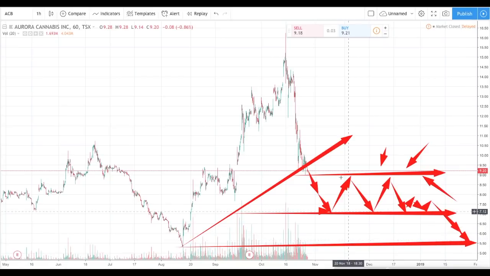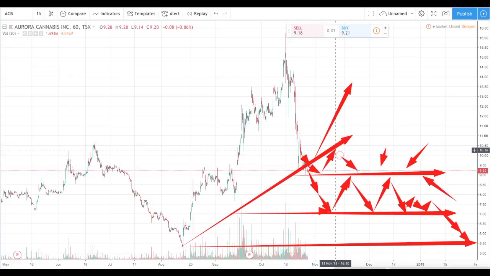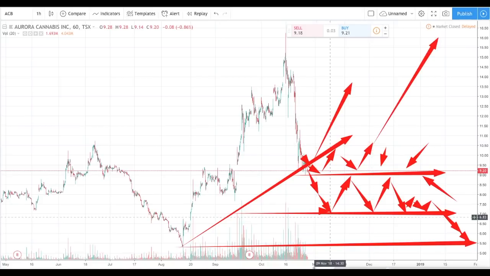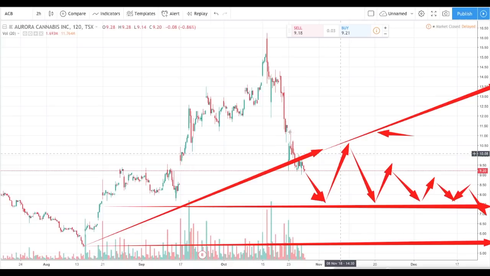So it might break below that. Best case scenario, it keeps bouncing off this support line and goes up, or it continues to bounce off the $9 support line and eventually skyrockets. I hope you guys understand this. But right now, as we can see, Aurora is sticking to $9. I really hope it sticks to $9 and eventually does a reversal.